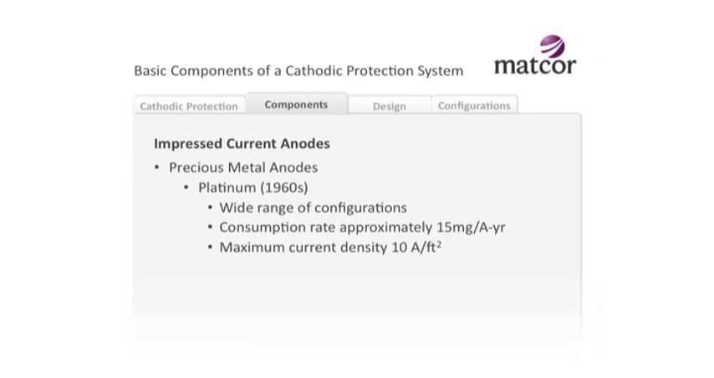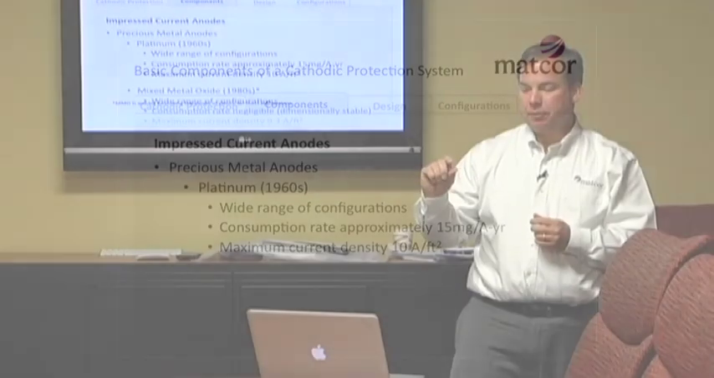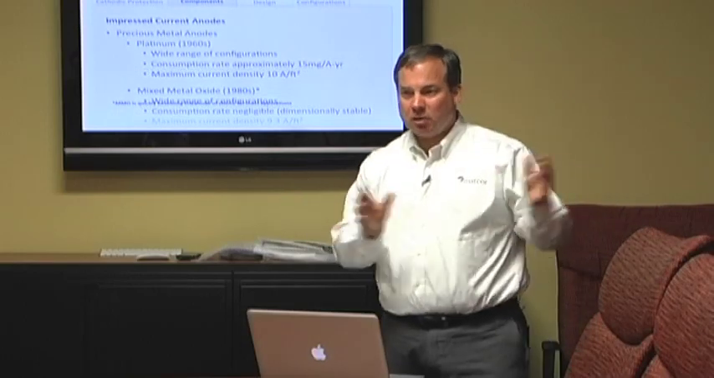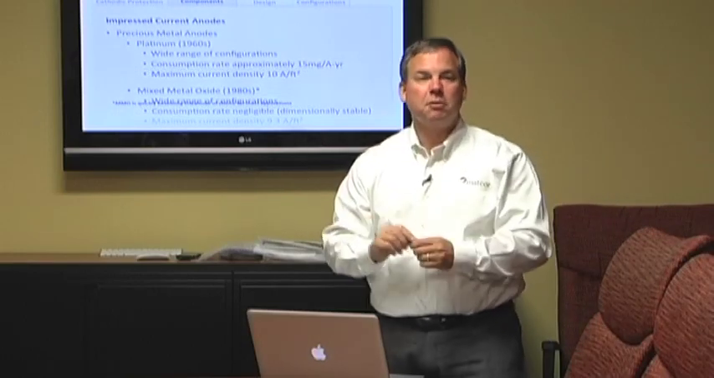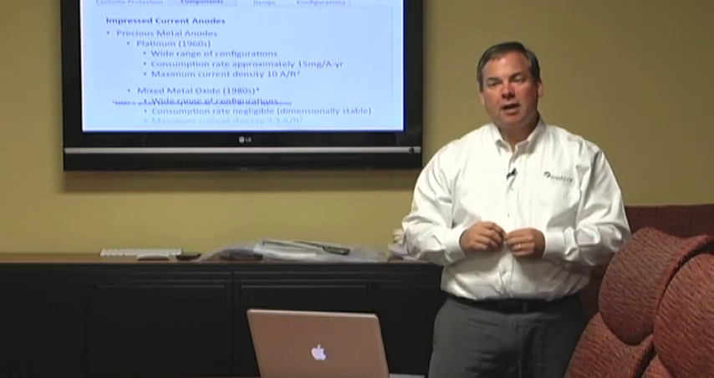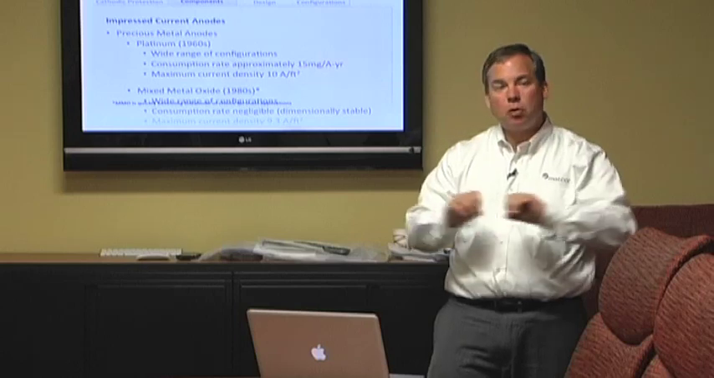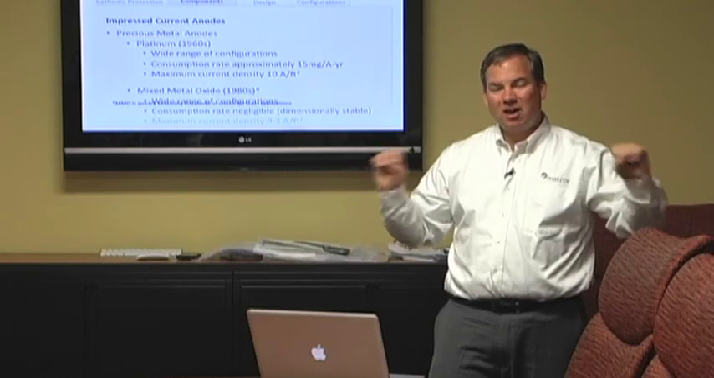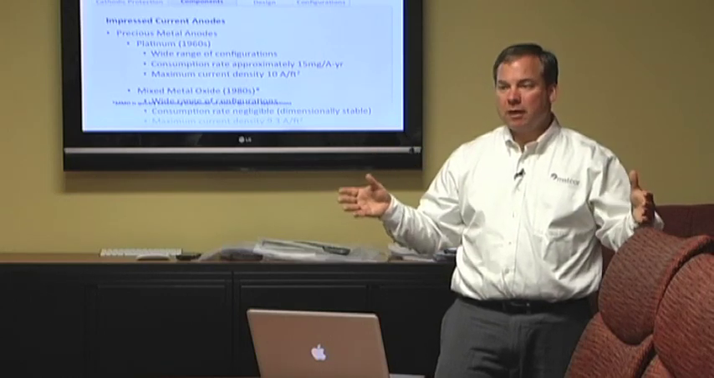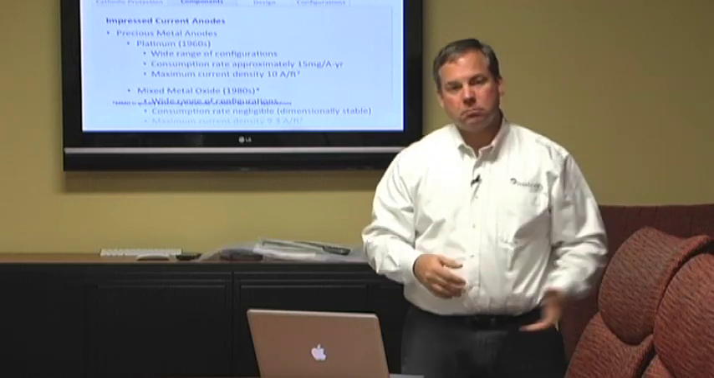They consume at a rate of about 15 milligrams per ampere. So very low consumption, not talking pounds per ampere, now we're talking about milligrams per ampere. And they can kick out 10 amps per square foot as opposed to 1 or 0.5 amp per square foot. So I can get a lot more current off of them. I can generate a lot more current off of a smaller anode package, and it'll last longer.